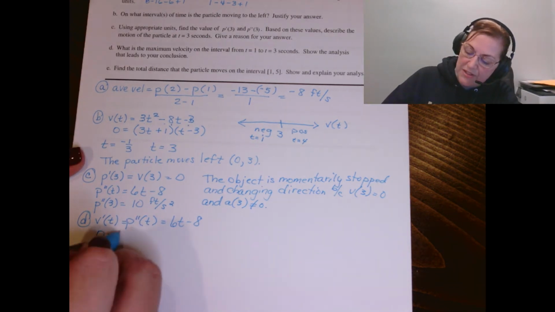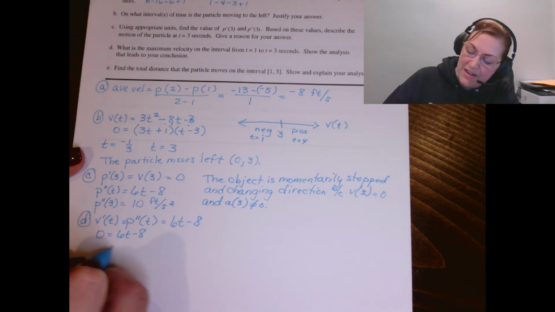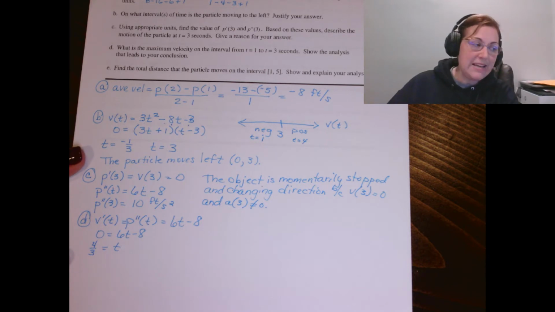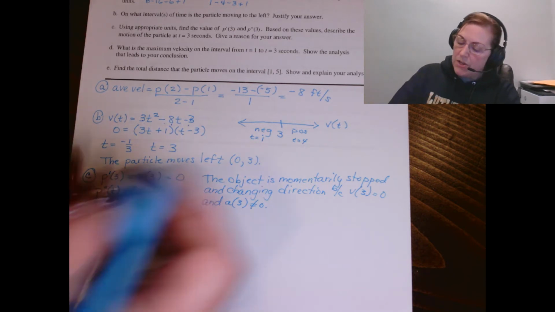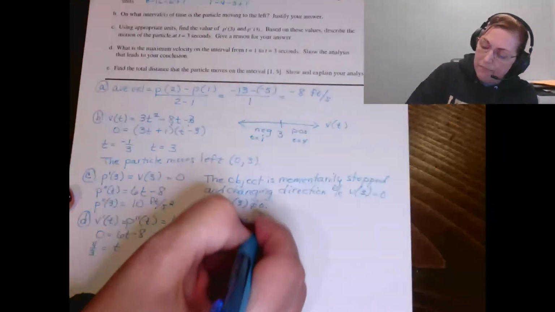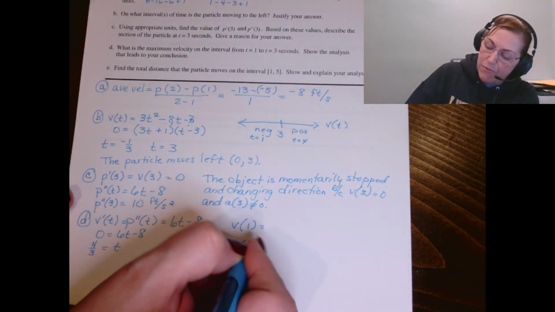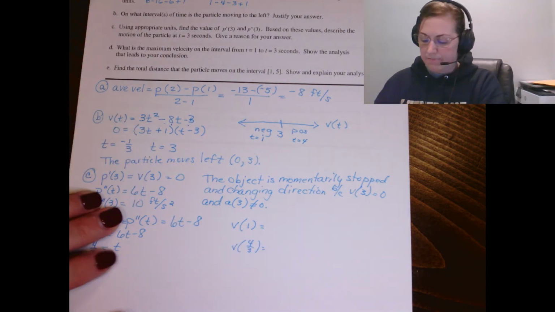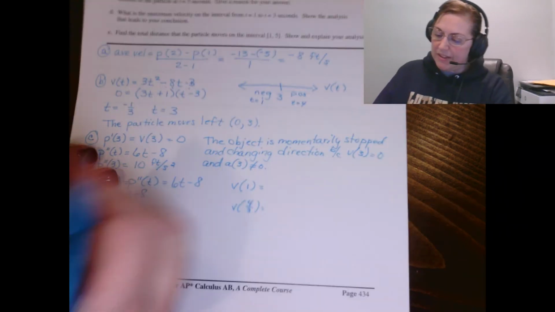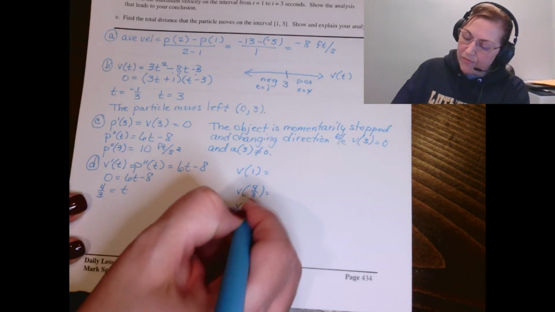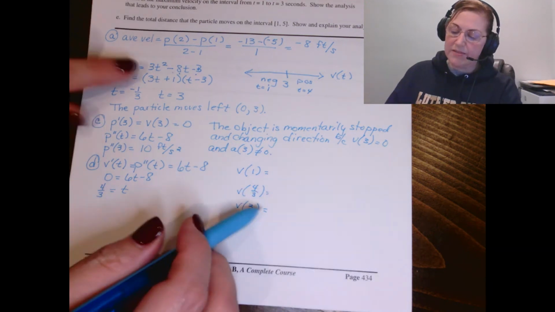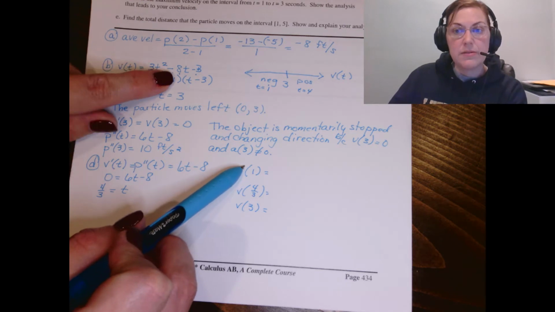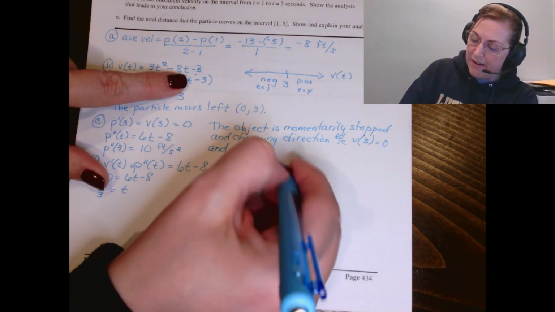So if that is equal to 0, then I know that t will be 4/3. Now I need to know what happens at 4/3. So I need the velocity at 1, I need the velocity at 4/3, and I need the velocity at 3. I'm going to scoot this up so we have a little bit more room. Now remember, I'm plugging these into velocity. So here's my velocity equation. When t is 1, I get 3 minus 8, which is -5, minus 3, which is -8.